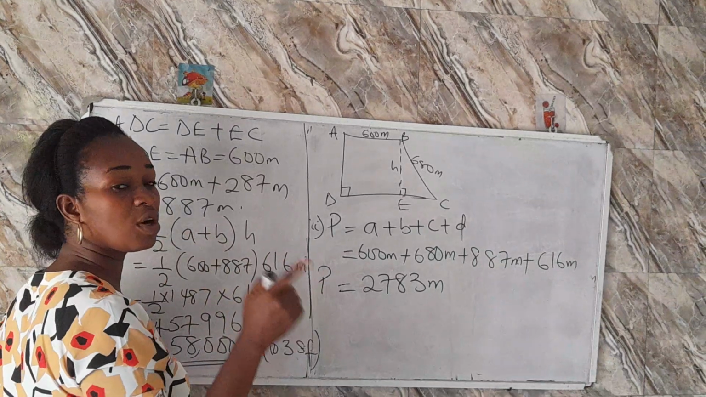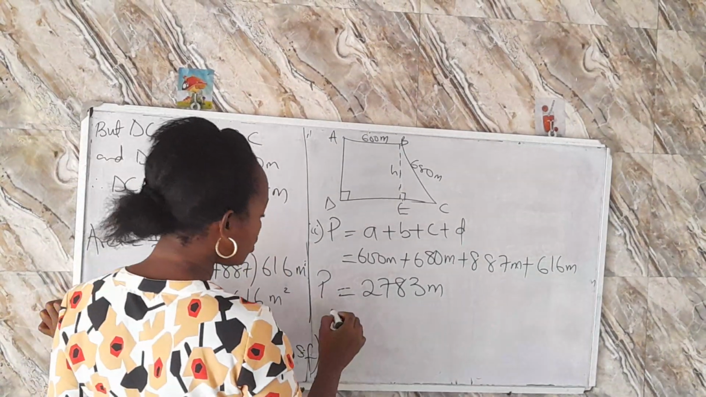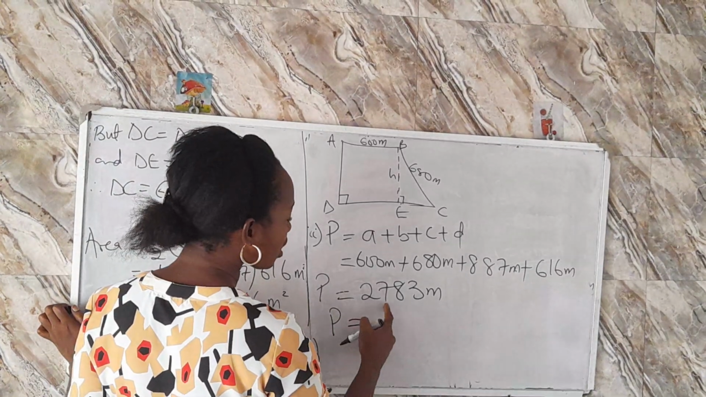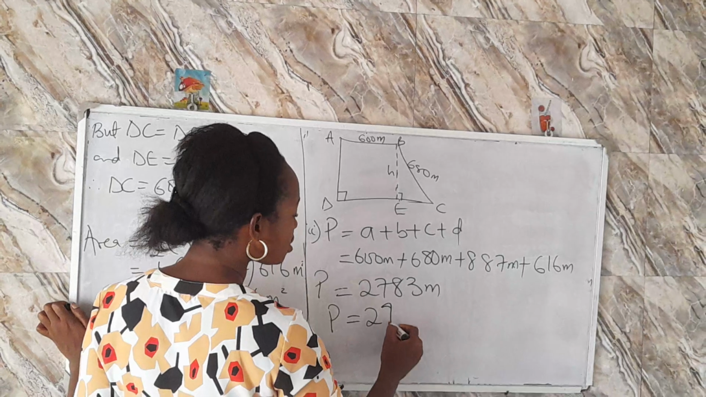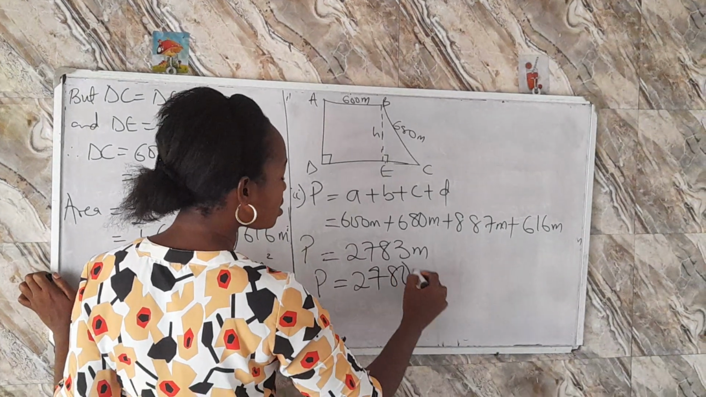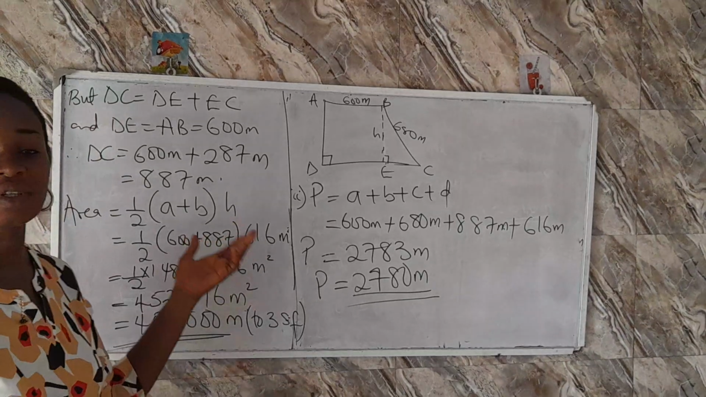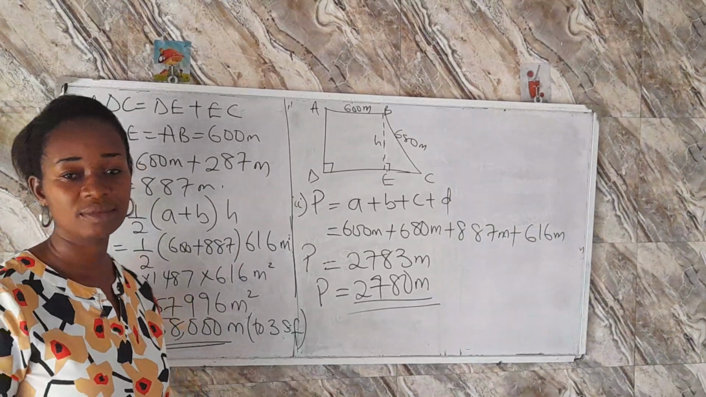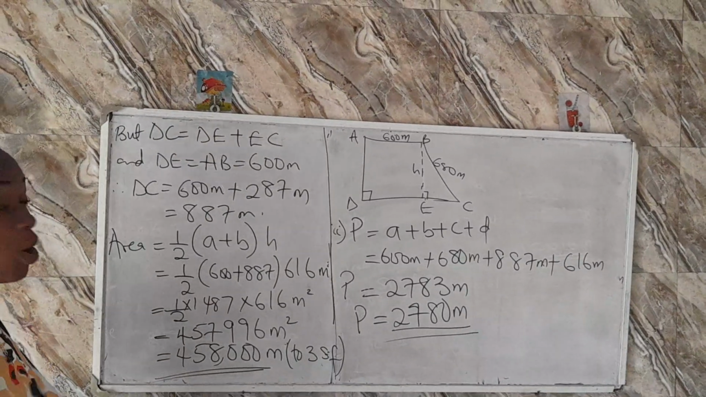But always recall that you are asked to approximate to three significant figures. So this means that in three significant figures, we are going to have 2,780 meters. So this is the perimeter of the trapezium. Alright.